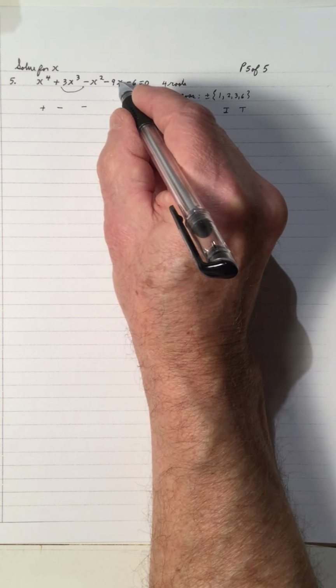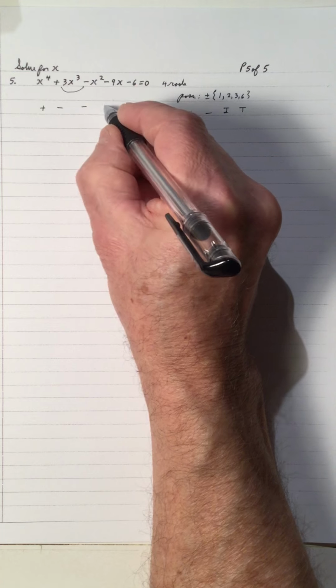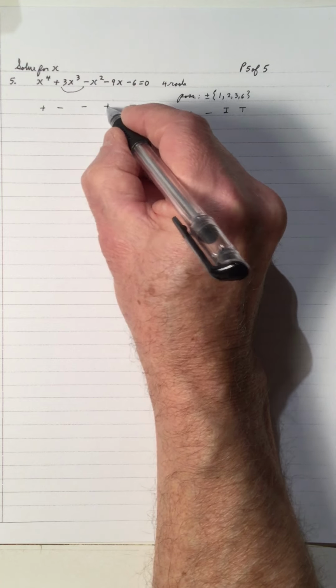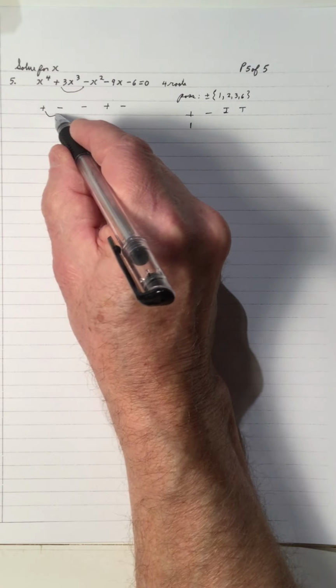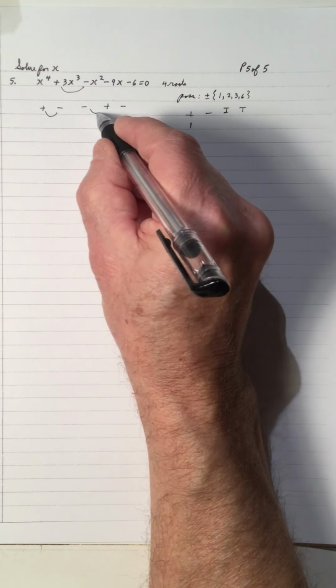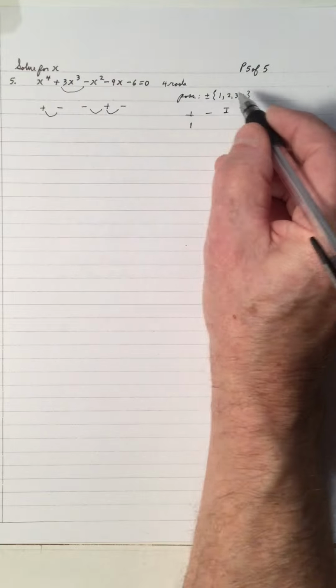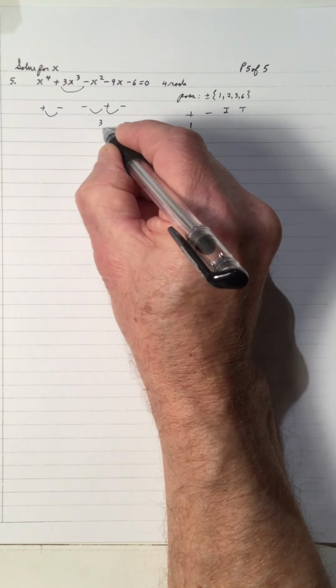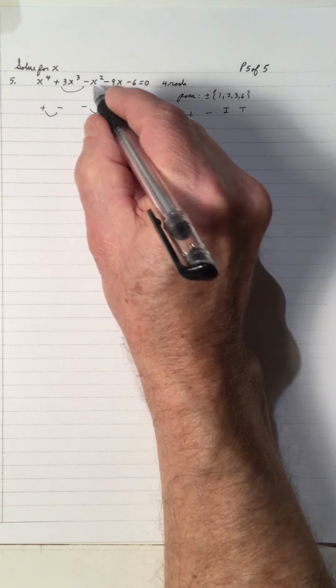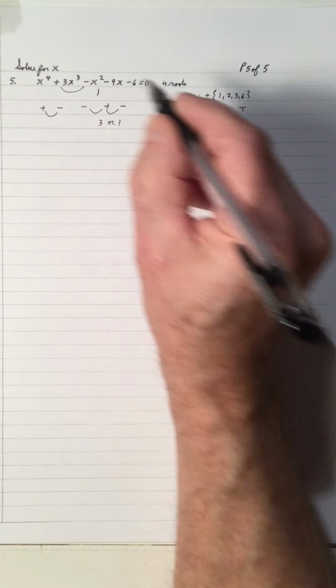When I put a negative x here, negative 9 times negative x is a plus 9. And I have a negative 6. So there's 1 sign change there. And there's 1 there. And there's 1 there. So it's possible that I have 3 or 1 negatives, and I only have 1 positive.